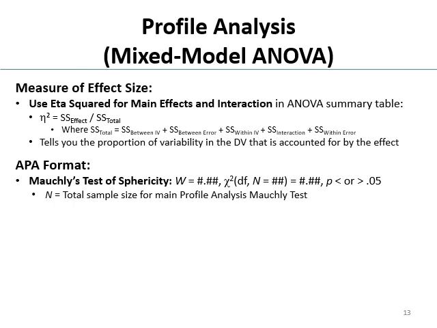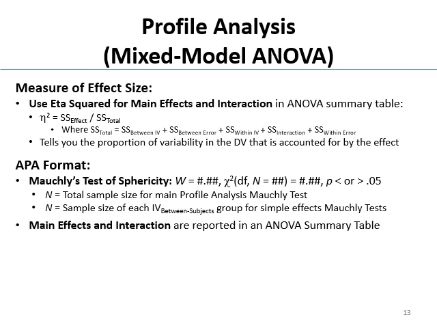The total sample size for the profile analysis is the N in there. So it's the total sample size. If there are 50 total participants in the study, it would be 50. For the simple effects, the sample size of the between subjects IV group is what you would use. When you do your simple effects repeated measures ANOVA, they also have a Mauchly's test, and there your N isn't going to be 50. It's going to be the total number of subjects in each repeated measures simple effects ANOVA. That's 25 per group, so it'd be 25.